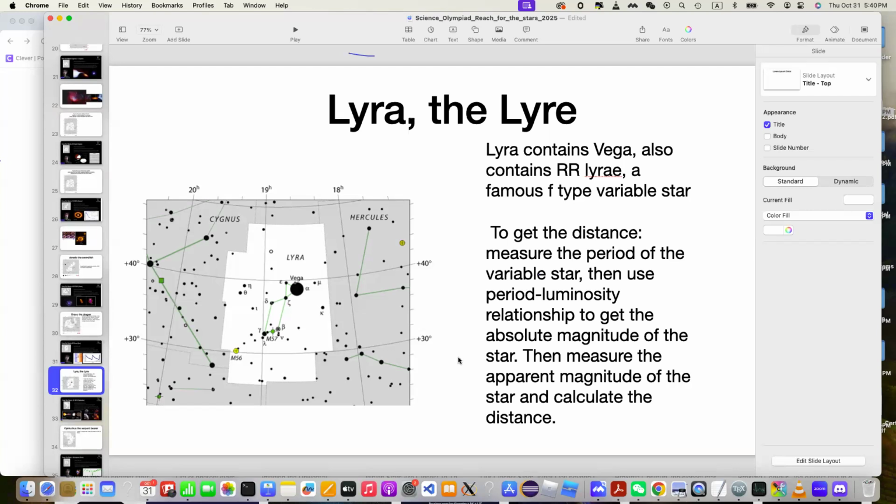It's not that bright, but it's an 8th magnitude variable. So it's still pretty bright. It's brighter than our sun, and it's hotter than the sun.